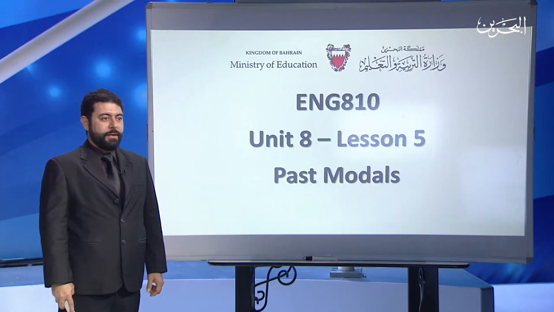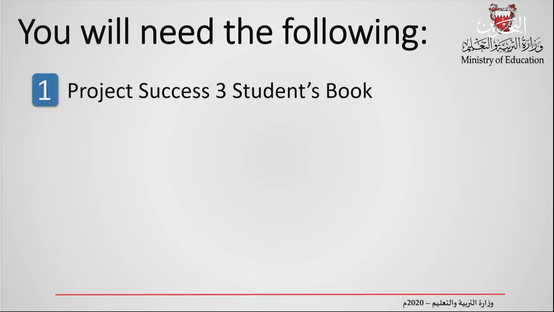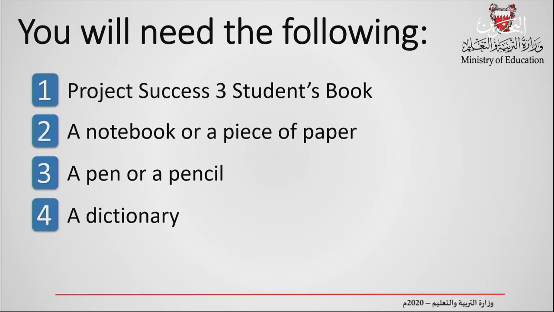This lesson is for English 810 for technical and vocational schools. It is Unit 8, Lesson 5, Past Modals. In order for you to do the lesson well, you need the following. Number 1, Project Success 3, Student's Book. Number 2, a notebook or a piece of paper. Number 3, a pen or a pencil. And number 4, a dictionary.